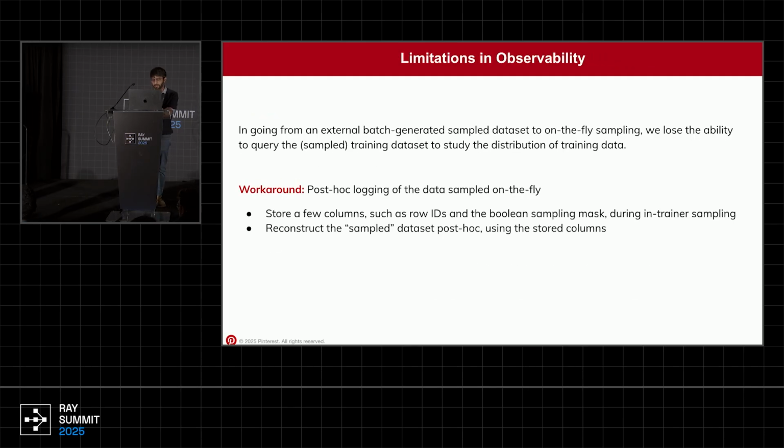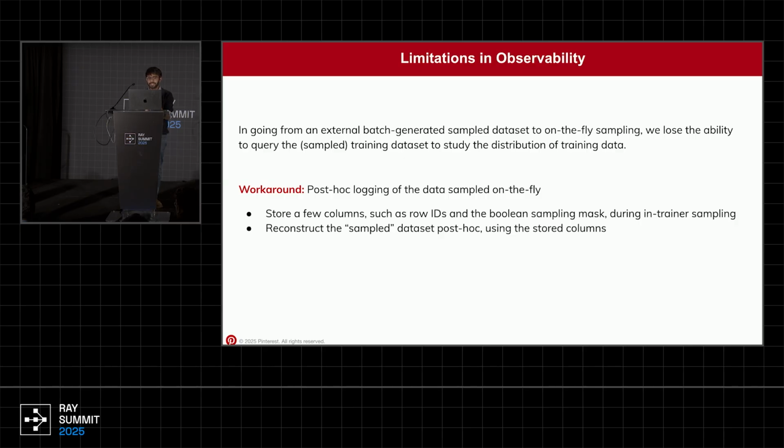Next, one important limitation of this paradigm comes from observability. So now we are changing the sampling strategy. We're essentially changing the distribution of examples across our training dataset. And because all of it is happening within the training job, we don't persist it anymore, and we can't query the training table to see what our changes look like and what finally went into model training, which is quite a blind spot.